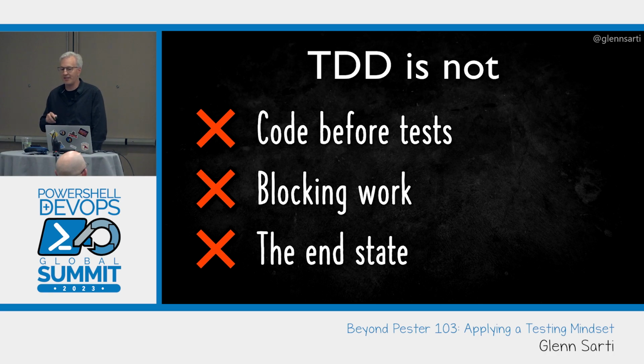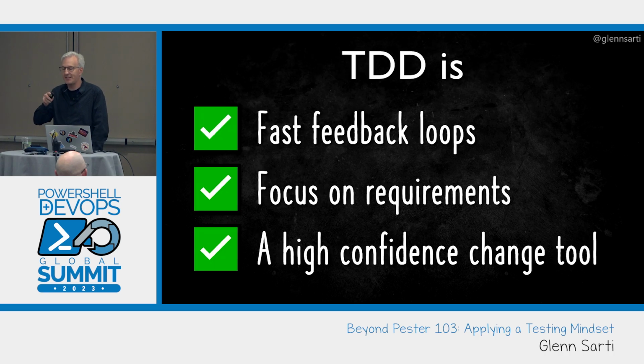TDD is not acting as a blocker until all of those tests are written. TDD is not an end state. There is no, I've done the TDD, wash your hands, bye. TDD is about creating fast feedback loops, and those loops allow you to make changes and validate them quickly. It allows you to focus on requirements, not implementation, because don't bother implementing something your user doesn't need. And TDD uses tests as a tool to ensure we can actually make those changes with high confidence.